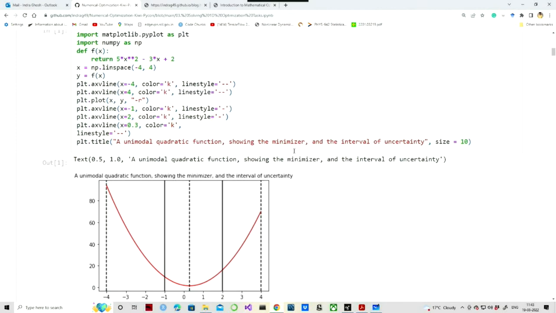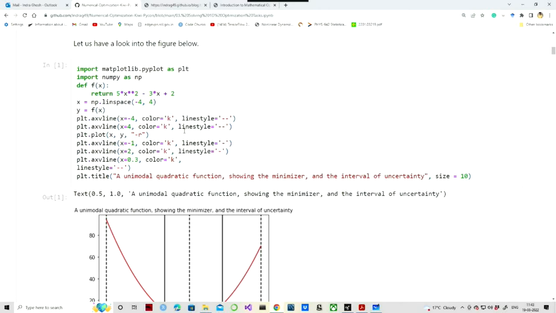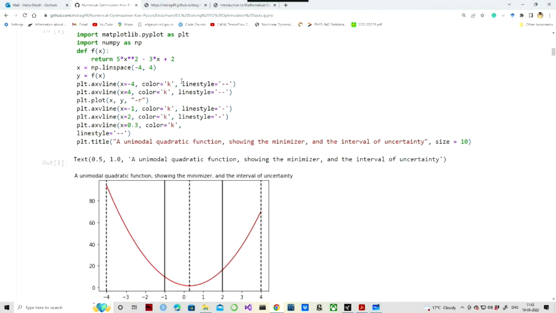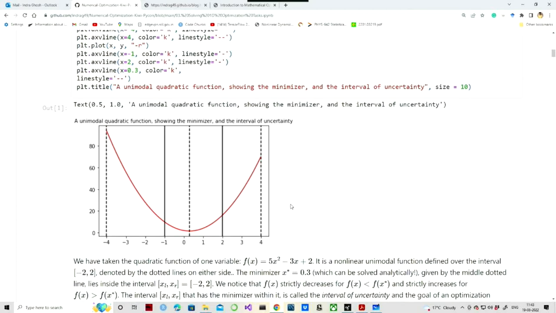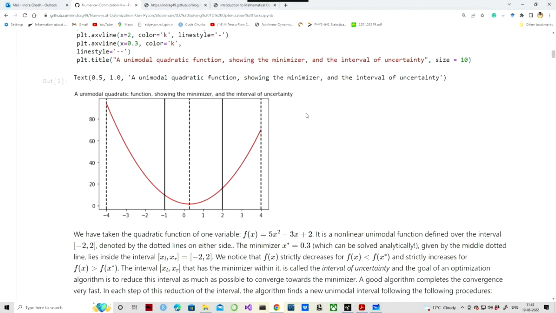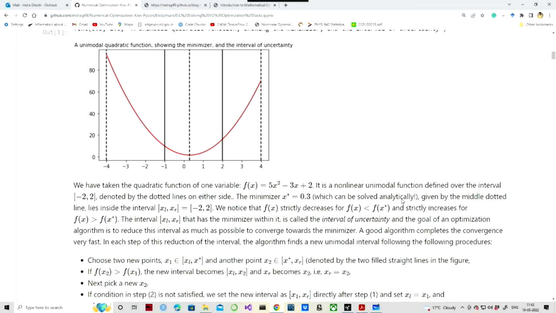Here I'm just plotting the function 5x squared minus 3x plus 2. I don't know why I chose that, but yeah, that shows a pretty good unimodal function. If you run this cell, I think it will plot this function. Is the plotting working? Okay. So now the given steps continue.